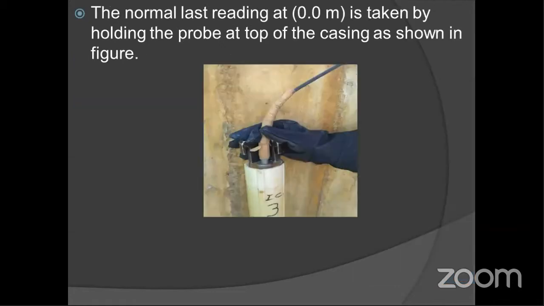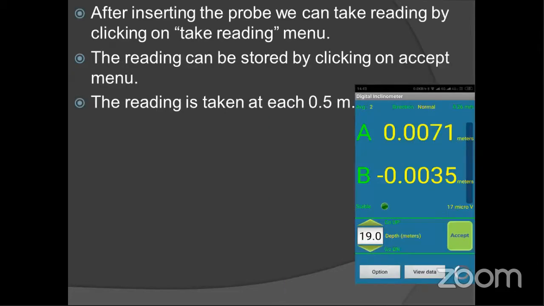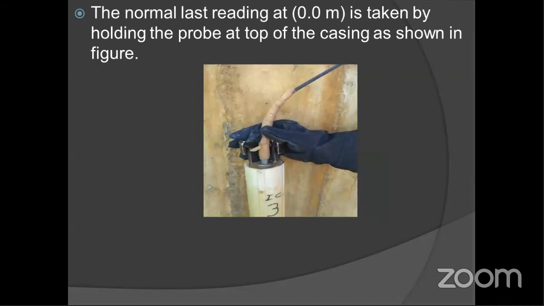See, this is the bracket. As I said, we have to hold the device at the top. This is the 0th meter reading, so that once we are taking the reading, as I said, in this picture, if you see the wheels, this is x and this is y axis. Once we are taking the reading with the x axis, next time we have to go for the y axis also.